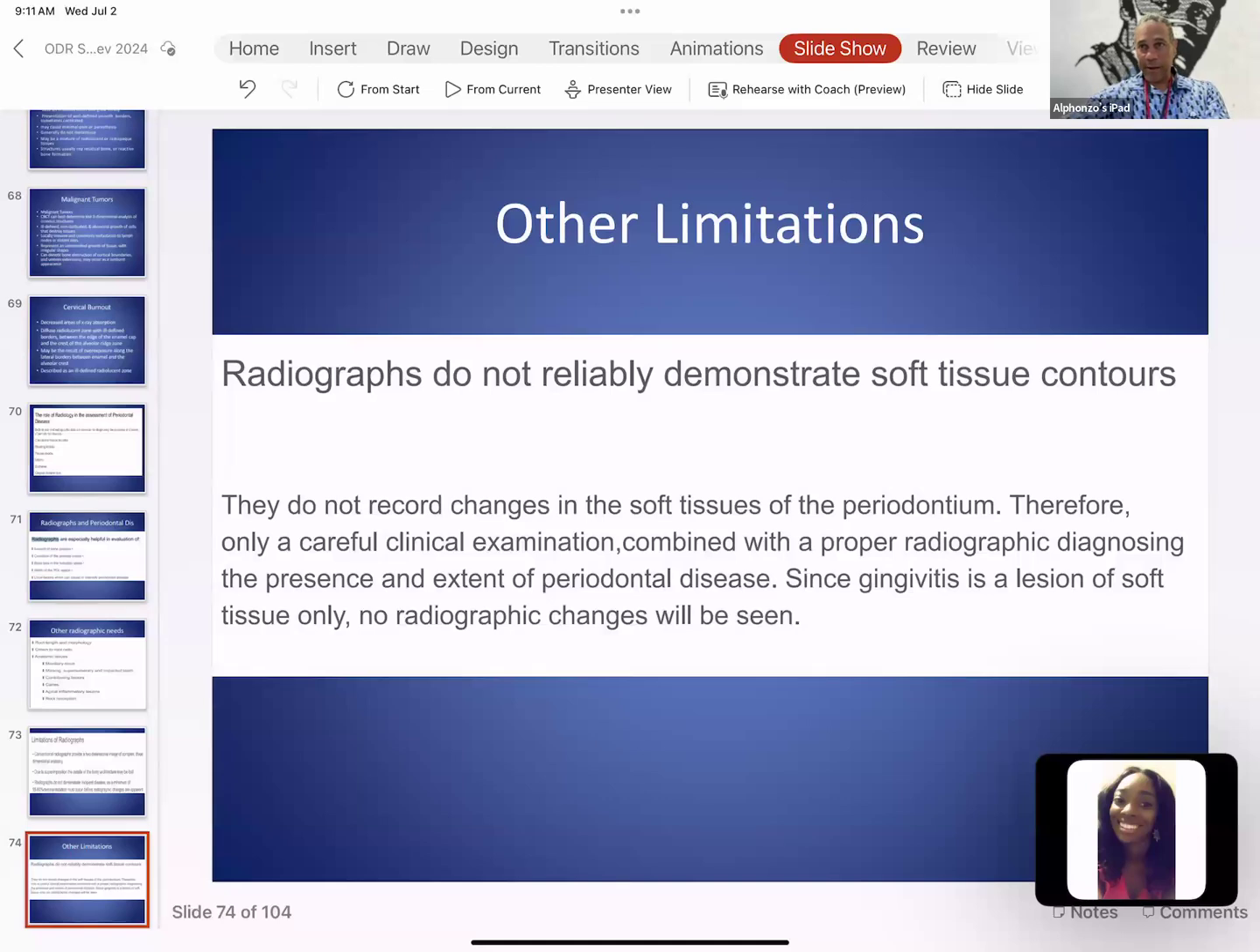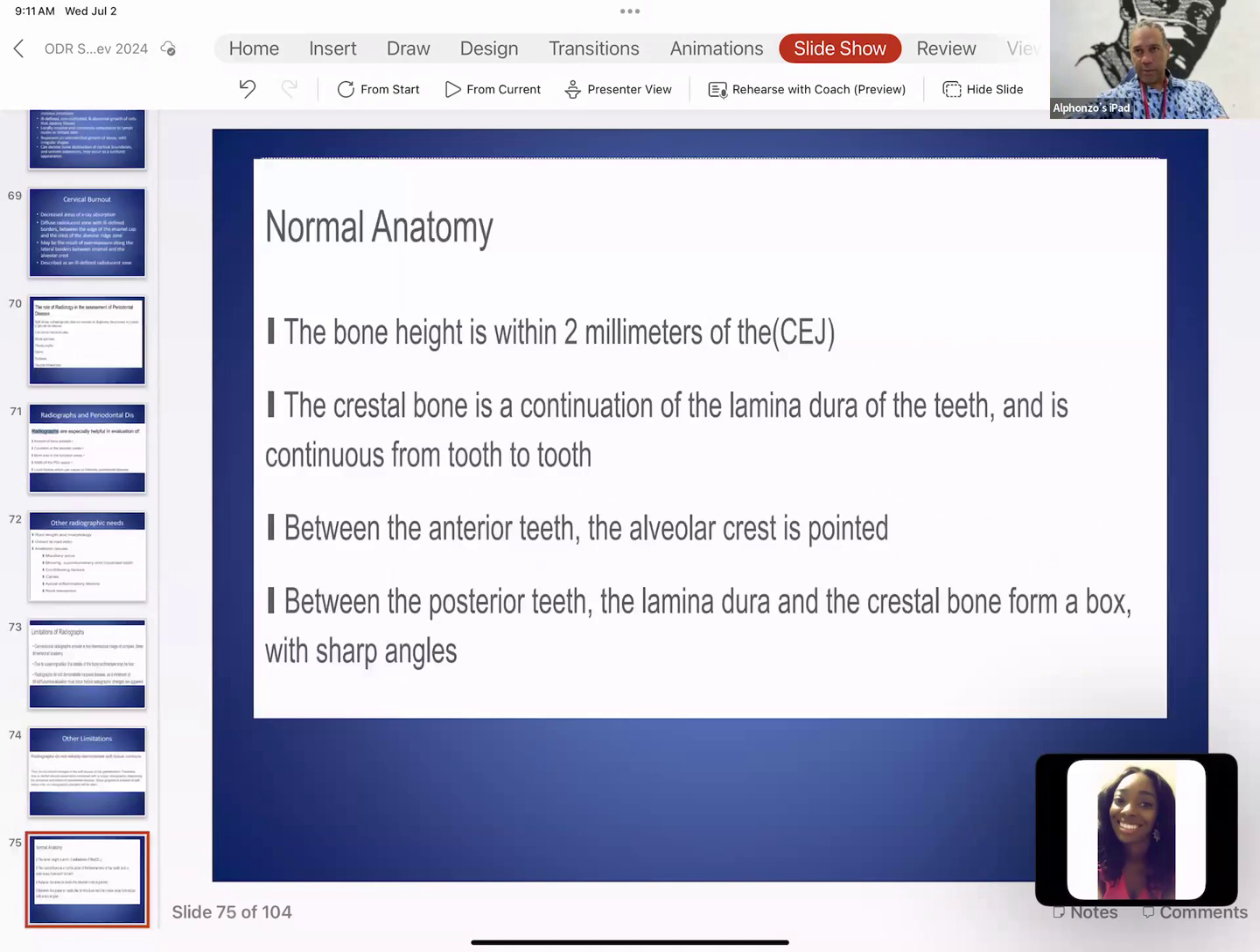Radiographs do not reliably demonstrate soft tissue contours. You may be able to see the gingival architecture a little bit between the teeth and that kind of thing, but you can't really use that reliably to actually establish a diagnosis. But sometimes it can help. So bone height is within 2 millimeters of the CEJ. I think we had a quiz question, 1.5 to 2 millimeters of the CEJ.